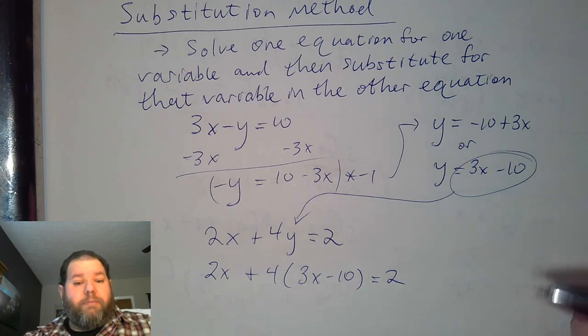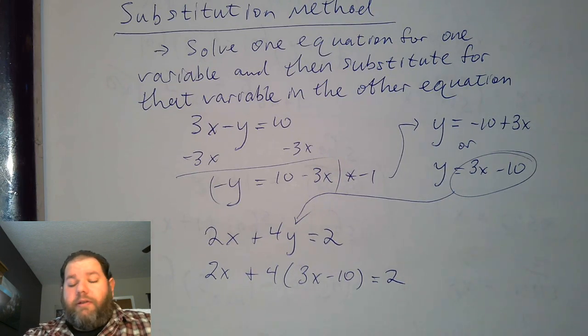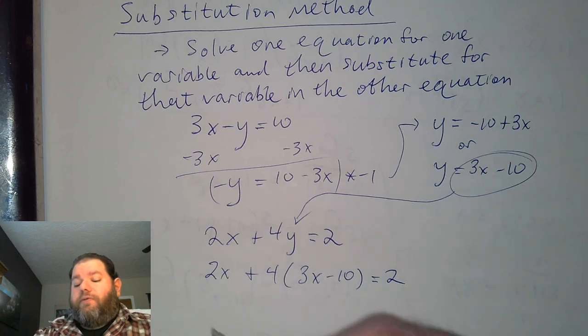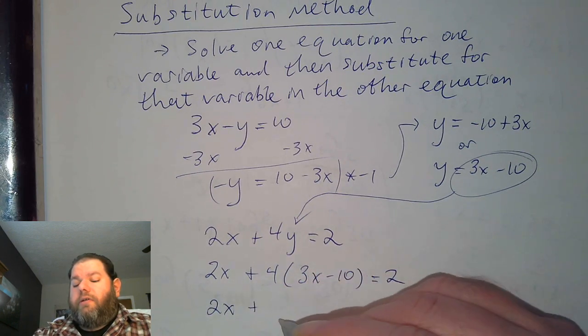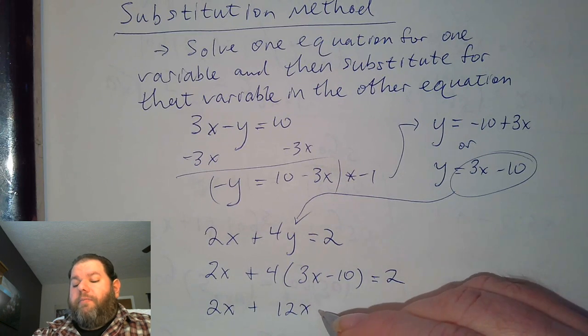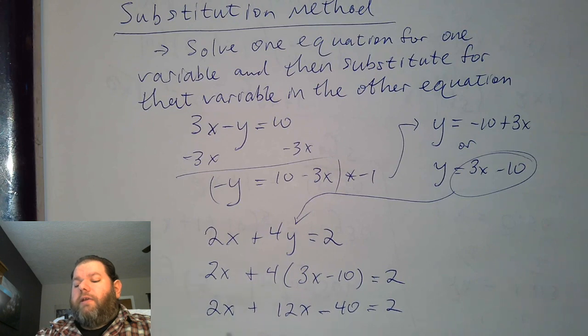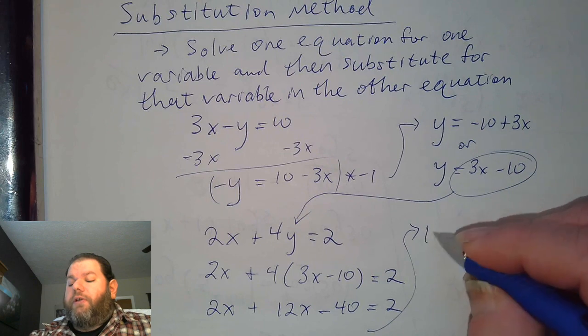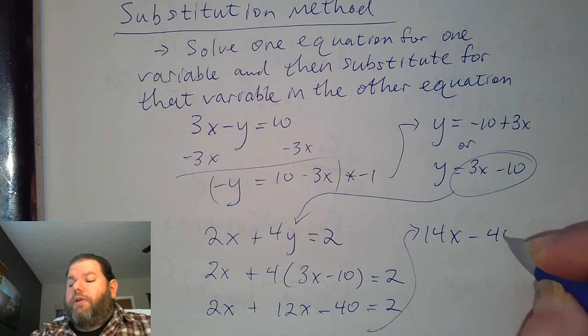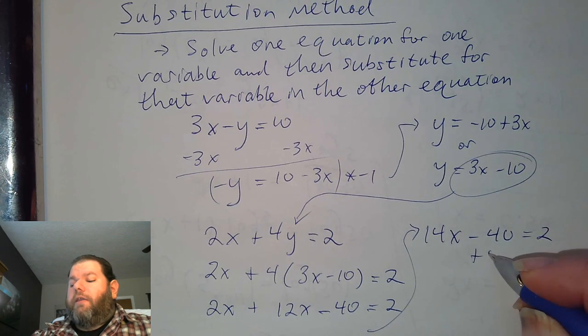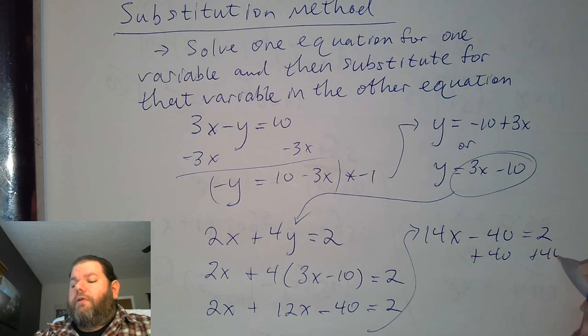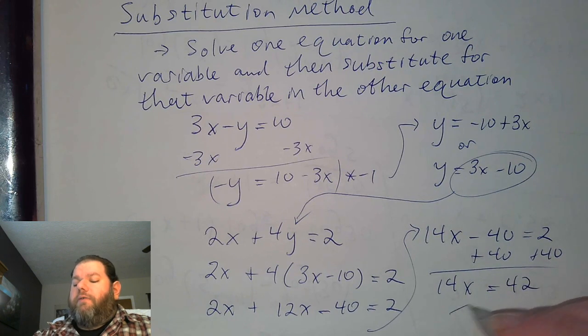From here, it's a matter of simplifying and solving. So we distribute the 4, which is 12x minus 40 equals 2. We can add these two together since they're on the same side. So that'll be a 14x minus 40 equals 2. Add the 40 over. So 14x is equal to 42. And if we divide by 14, we get x is equal to 3.